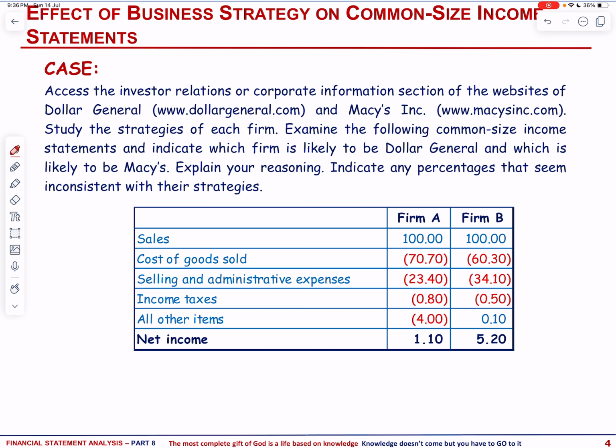I would like to first start with the answer based upon this information. Firm A is Dollar General and firm B is Macy's, and we are going to dig into the different clues that support our answer. Now, Dollar General and Macy's are going to have different markup and profitability levels due to their unique retail strategies and business models, especially in how they sell branded products.